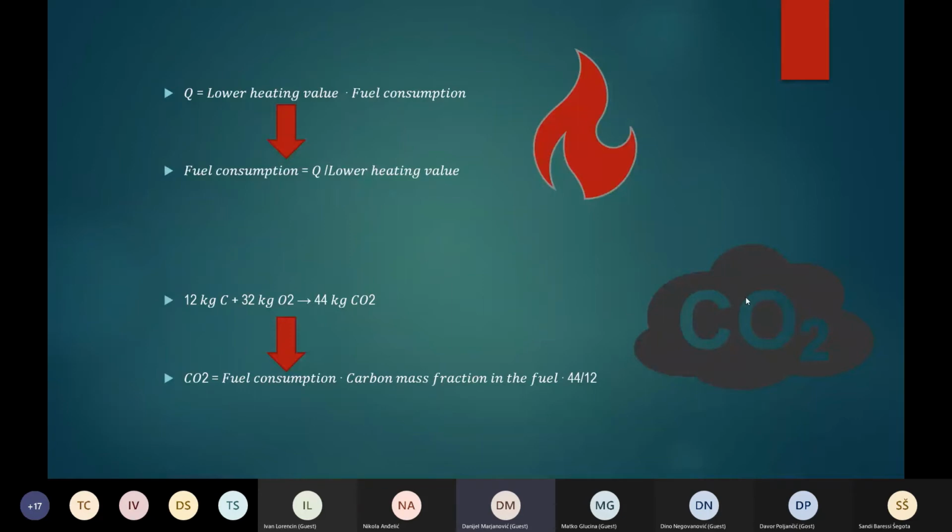The equation for the calculation of carbon dioxide emissions is derived from the chemical reaction of combustion of elemental carbon, so it was necessary also to know the carbon mass fraction in the different fuel types.